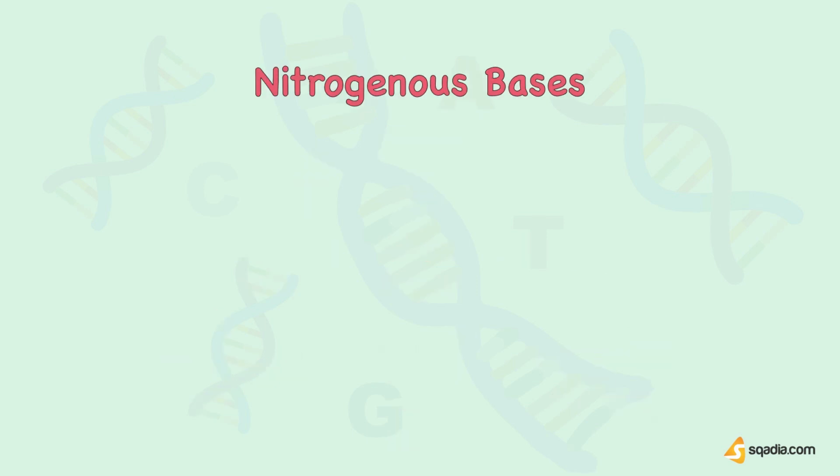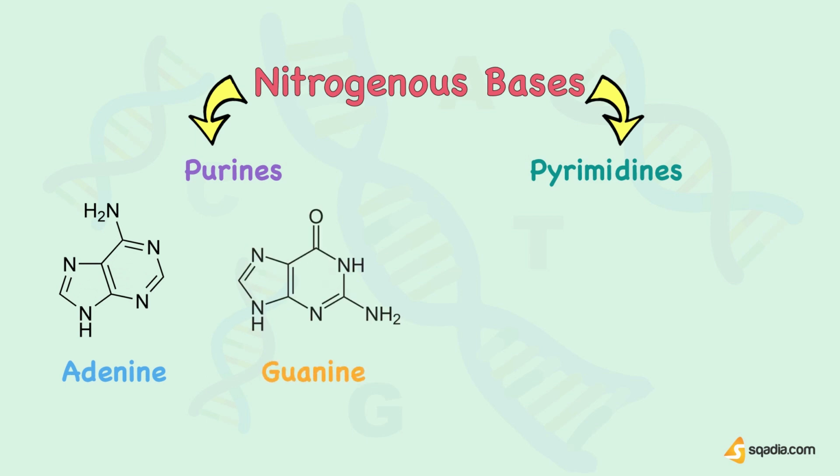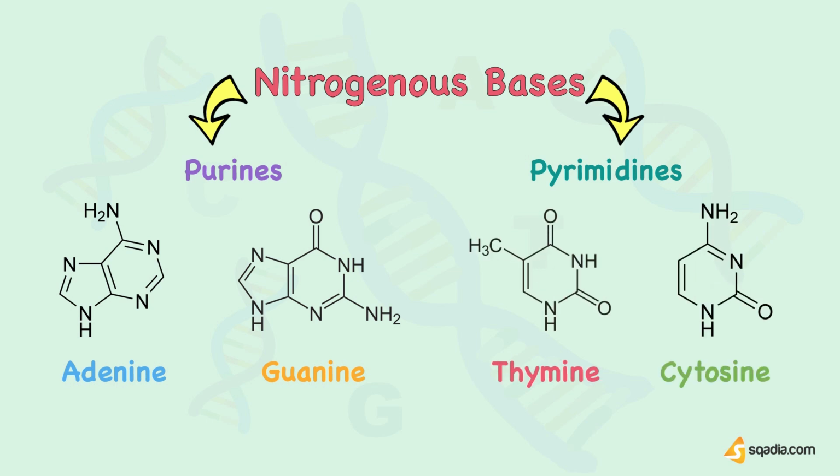Nitrogenous bases are of 2 types: purines and pyrimidines. Purines are adenine and guanine that look like these. And the pyrimidines are thymine and cytosine looking like this.